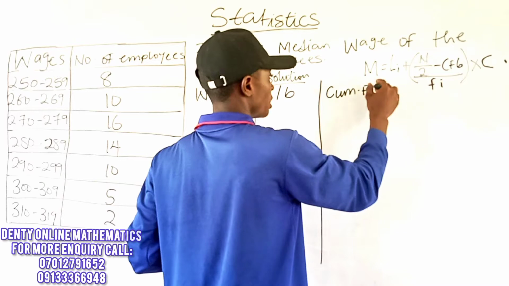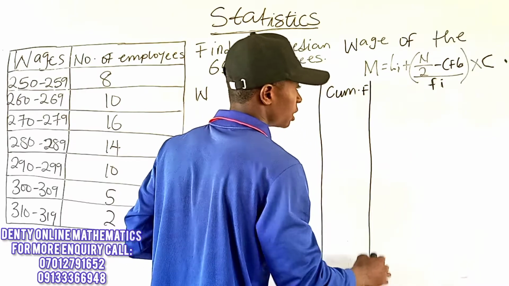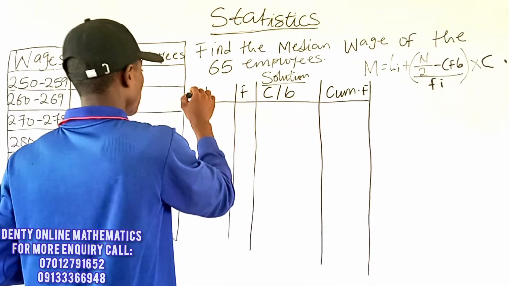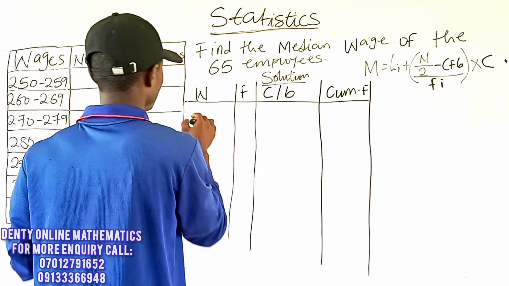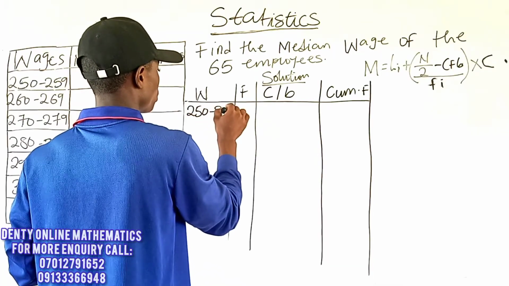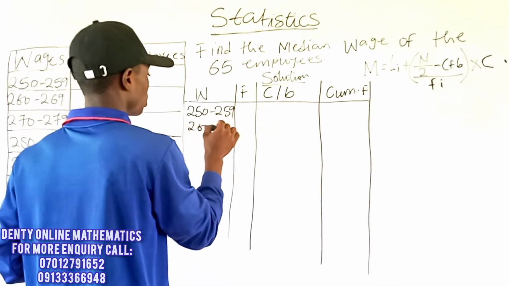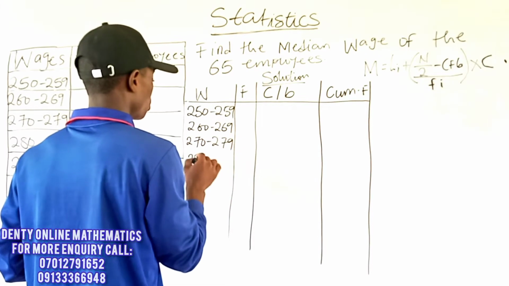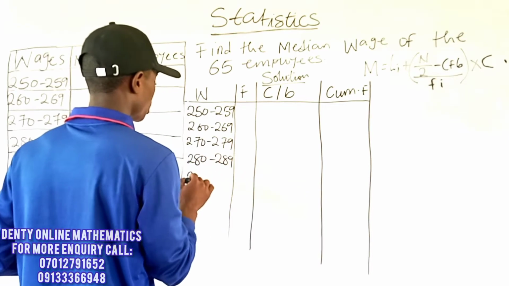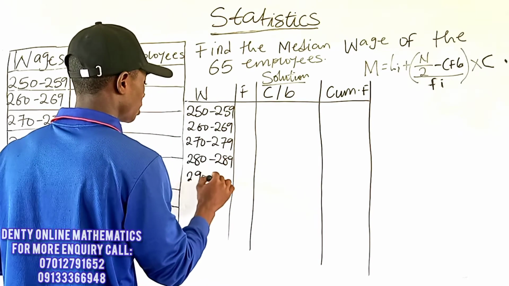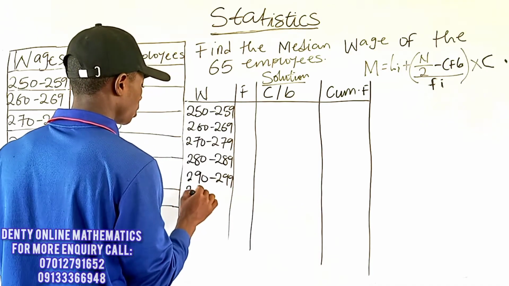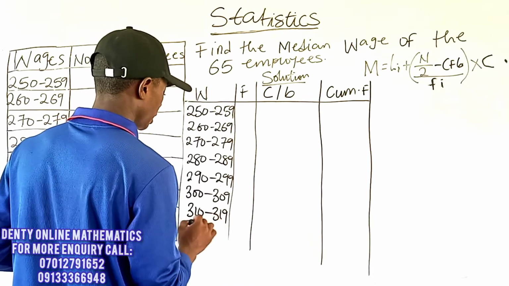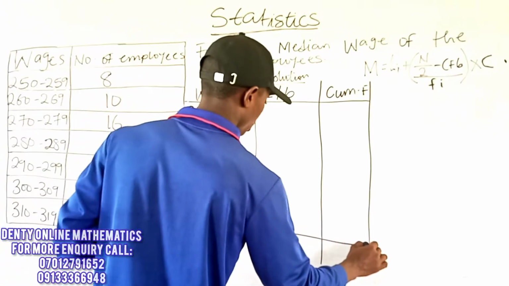Cumulative frequency. Now I'm putting that column also. Now I'll rule it out. Now what you have is, from the first one, 250 to 259, 260 to 269, 270 to 279, 280 to 289, 290 to 299, 300 to 309, 310 to 319. Now we are going to move all of them out.